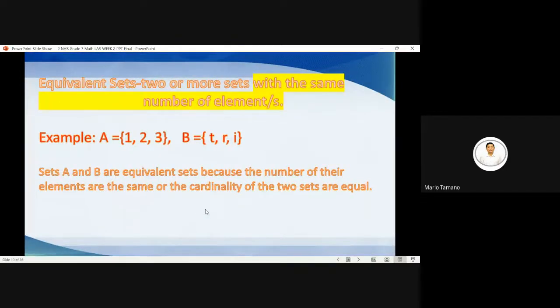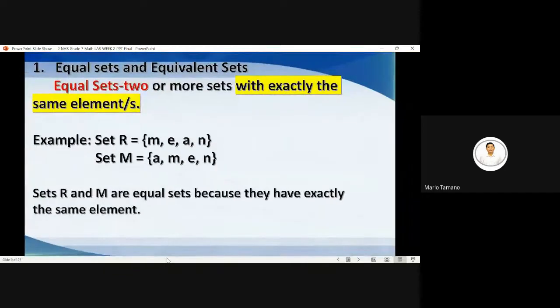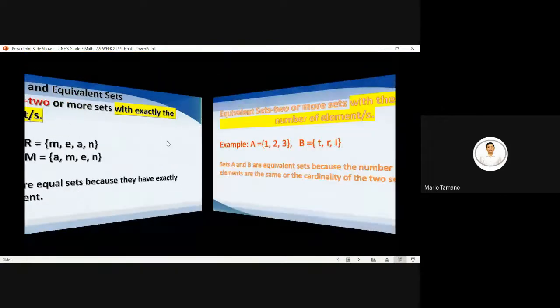Equivalent sets. Two or more sets with the same number of elements. Now, remember, we have here the keywords: with the same number of elements. Just like the other one, which is equal sets. What is the keyword? With exactly the same elements. Okay? So the elements are exactly alike, they are really the same. So set R has M, just like that, and set M has M too. All right, so let us continue with the equivalent sets.